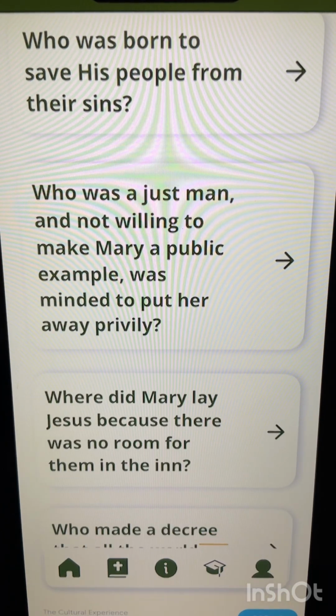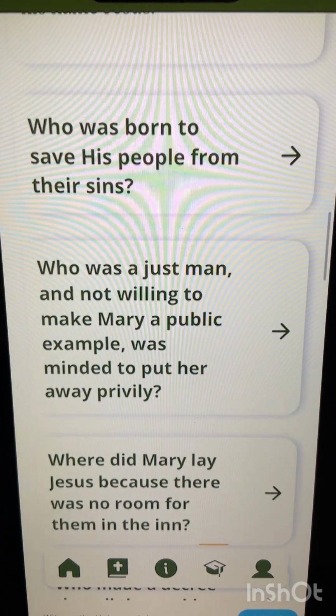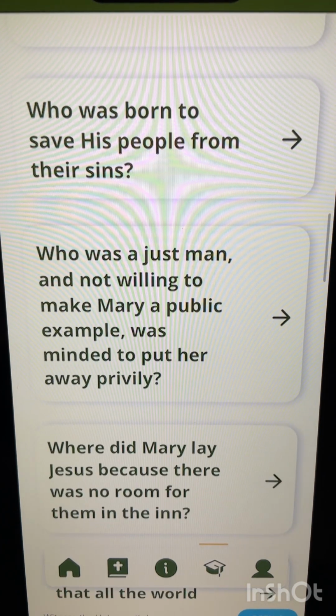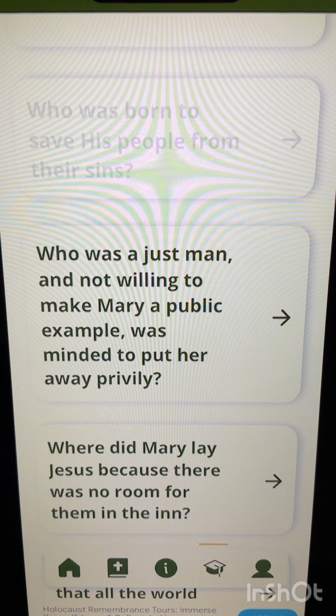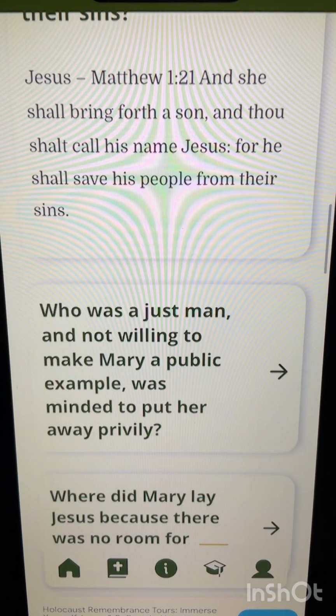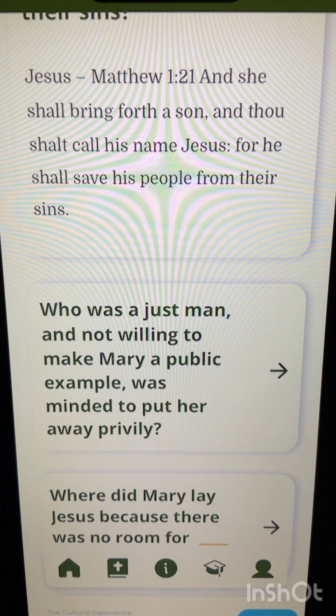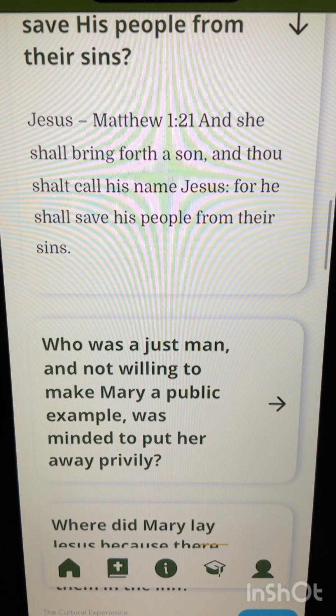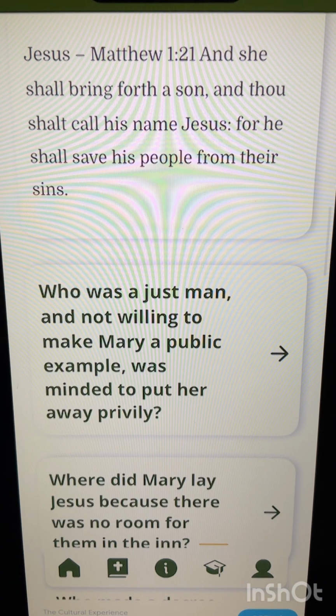Who was born to save his people from their sins? The answer is Jesus. And that is in Matthew chapter 1, verse 21. And she shall bring forth a son, and thou shalt call his name Jesus, for he shall save his people from their sins.